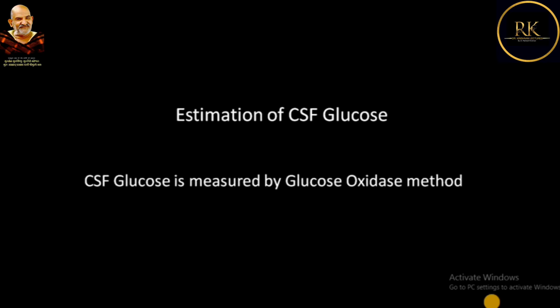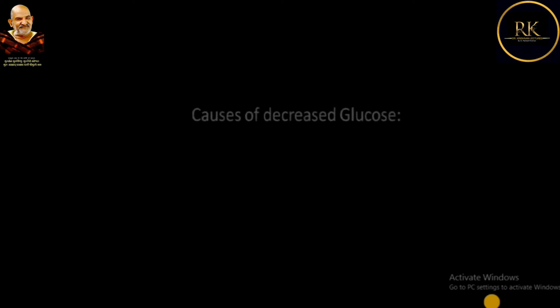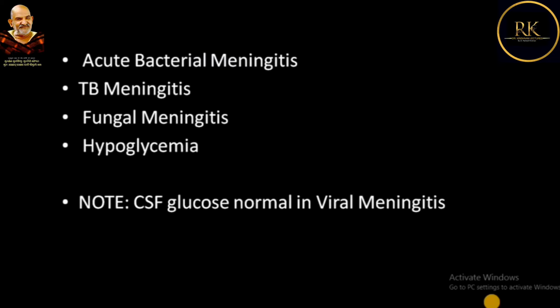Then estimation of CSF glucose. CSF glucose is measured by the glucose oxidase method. Causes of decreased glucose include acute bacterial meningitis, tubercular meningitis, fungal meningitis, and hypoglycemia. CSF glucose is normal in viral meningitis.